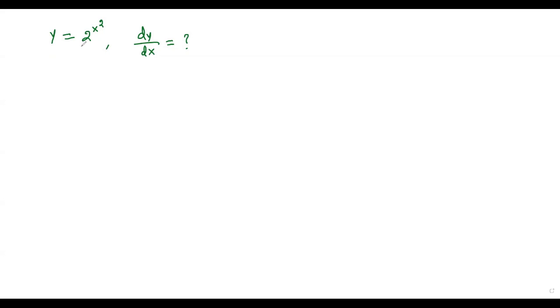Actually, when I consider the right side of the given function, the base is a constant and the exponent is variable. But the variable has an exponent too. So that's a little trouble for me in getting the derivative of this function.